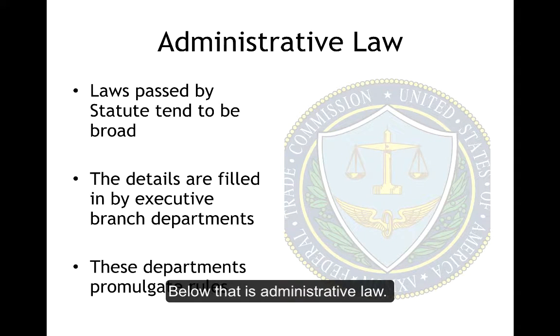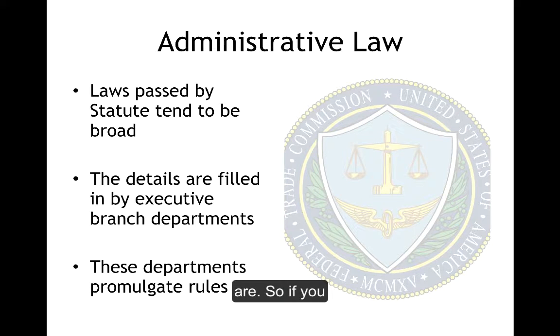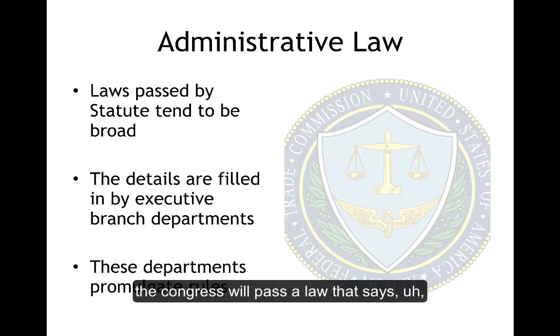Below that is administrative law. And this is really where most laws are. So if you think of an example, the Congress will pass a law that says we need greater scrutiny of immigrants from Syria because we're afraid of terrorists. So that doesn't really tell us what to do, right? That will go to an administrative branch. In this case, it's immigration and naturalization.